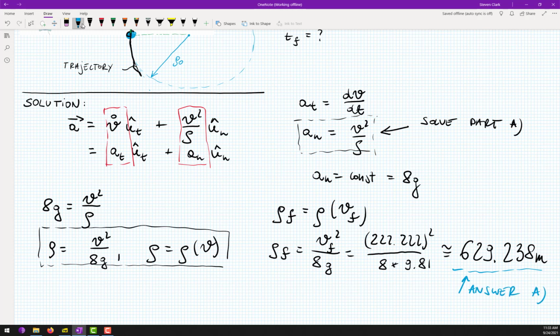Answer A. Okay. By the way, what shall you do to find rho zero? Just plug in velocity zero. I didn't do it at home, and they didn't ask us for that. You can do it at home if you want. Rho of v0. Great. Okay. Any questions on part A?